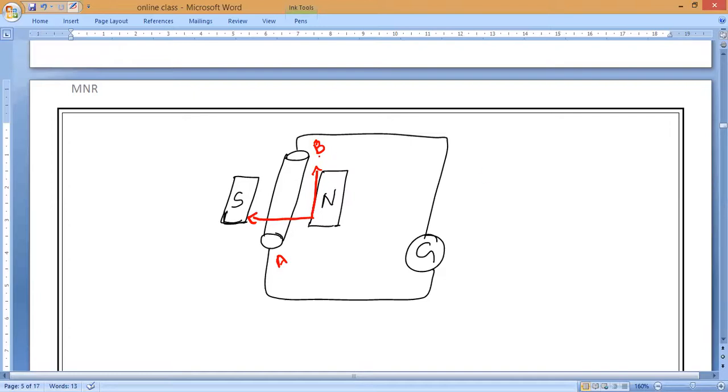See, your thumb is indicating upward, and the magnetic field is indicating from the north pole to the south pole. Now your remaining middle finger will come on which side? Check it, all of you. Which side is it coming? It is coming in the downward direction. That is the induced current. So in this case, the current is moving from B to A.